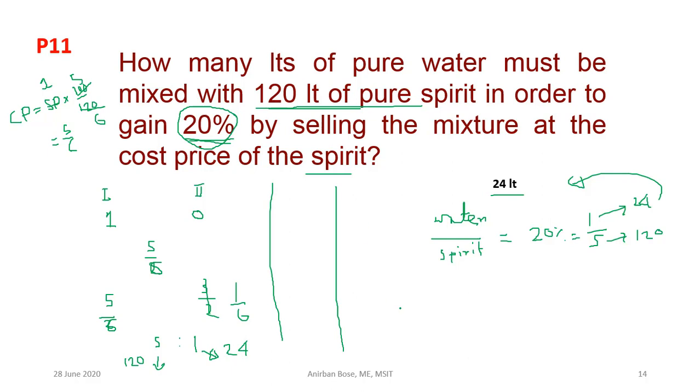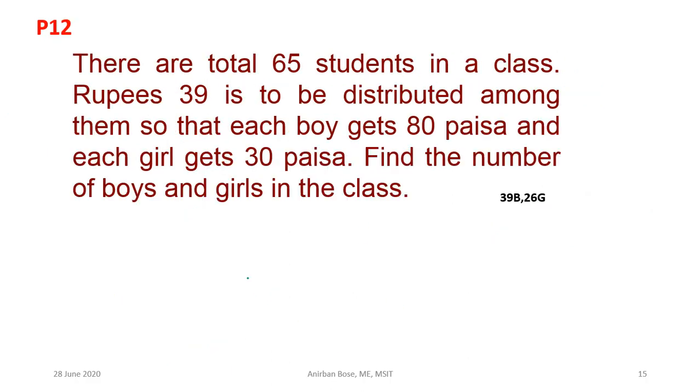Okay, there are a total of 65 students in a class, and rupees 39 is to be distributed among them, so that each boy gets 80 paisa and each girl gets 30 paisa. Find the number of boys and girls in the class. So there are two categories, boys and girls. Each boy gets 80 paisa, each girl gets 30 paisa. And what is the average paisa got by each student?